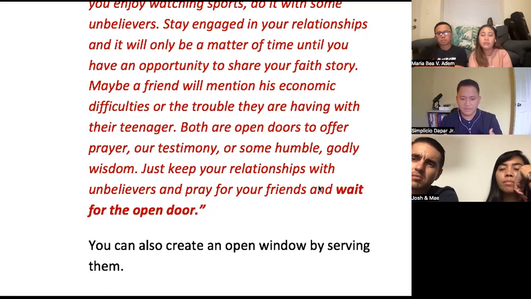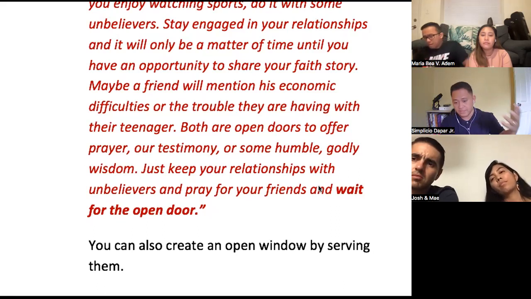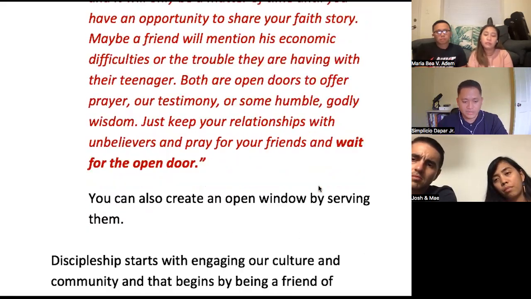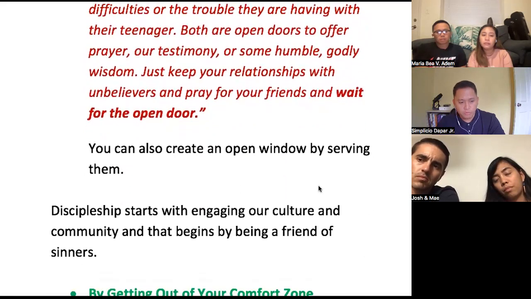You're just planting seeds of the gospel in their hearts with a sure foundation because you have built friendships with these people, or offering some humble godly wisdom and advice about their marriage, and you can do that. Just keep your relationships with unbelievers, pray for your friends, and wait for the open door. You can also create an open window by serving them, and there's nothing wrong with confronting them as soon as possible, by the way, but make sure that you do it lovingly. What I mean is confronting them with the gospel. Make sure that you are good at doing it, because not all of us are good at confrontational evangelism.